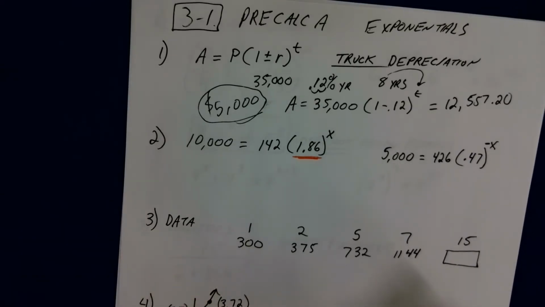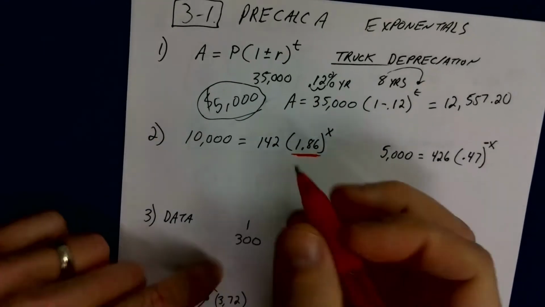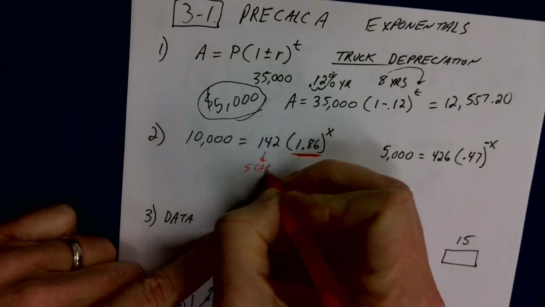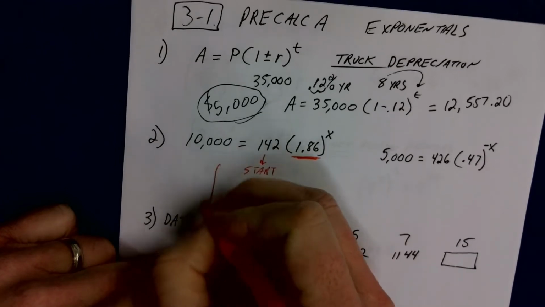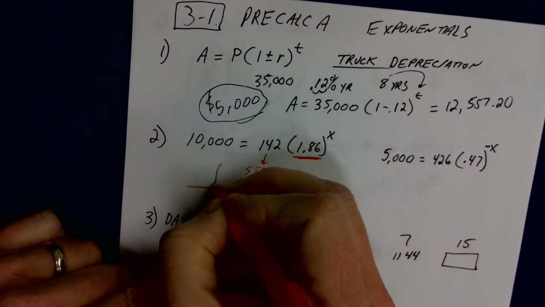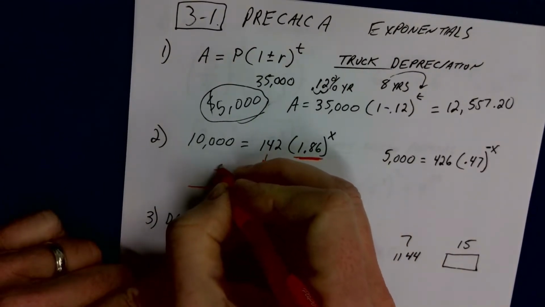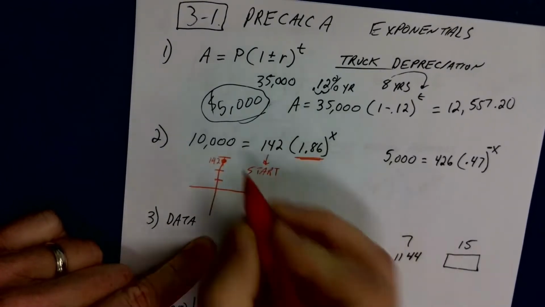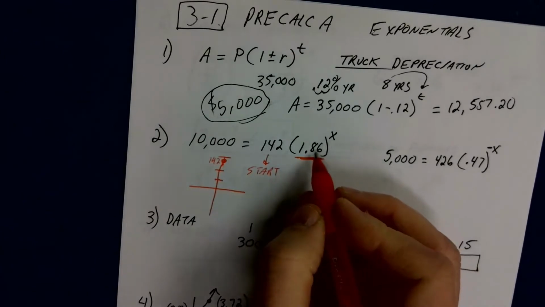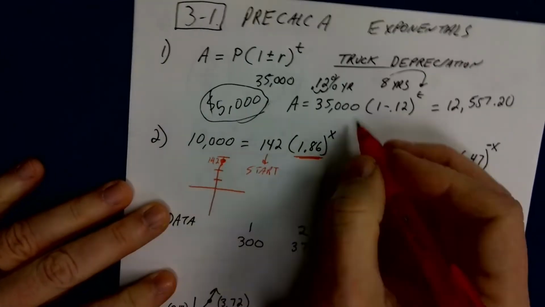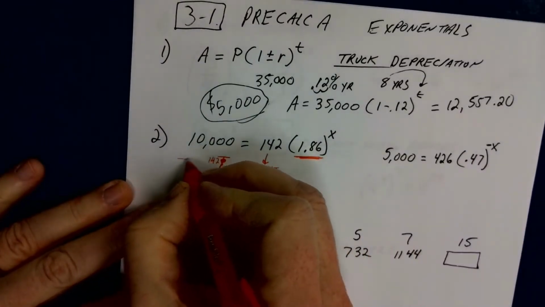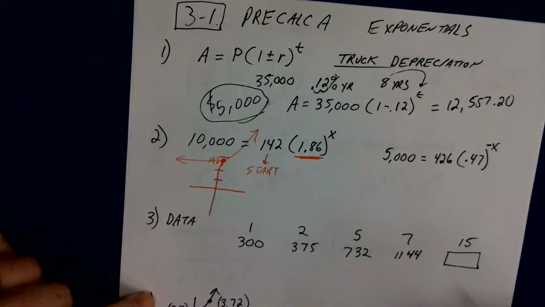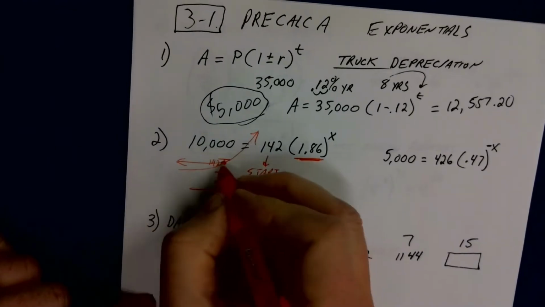Okay. So what this problem is showing here is that the y-intercept, or the starting point, is the same. If I was to graph this, and that's 50, that's 100, that's 150, 142 is right there. That's where it's going to start. This number 1.86 means that it's going to grow because it's greater than 1. So the graph's going to look something like this over time, and this is going to keep going down.